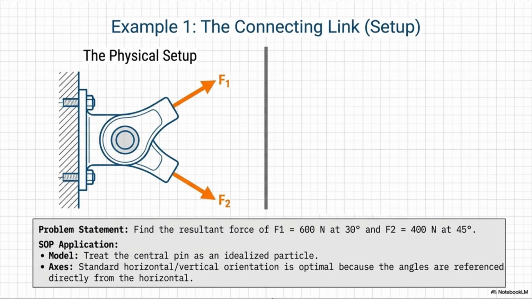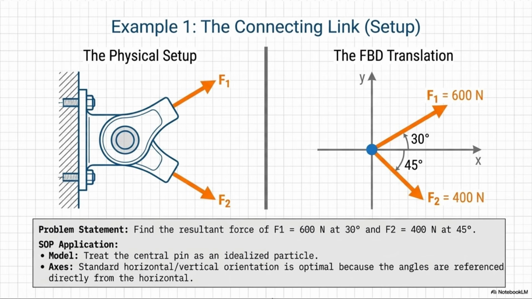And here we go, applying our rules. We have the physical part, and then we have our clean free body diagram. We've isolated that central pin, and we've drawn the two forces, F1 and F2, acting on it with their magnitudes and their angles.